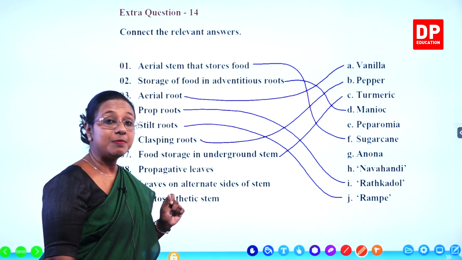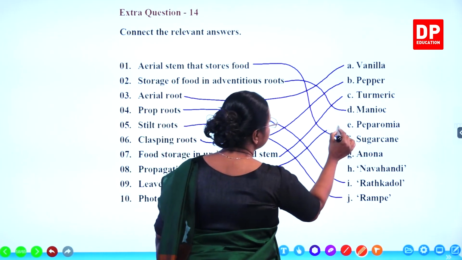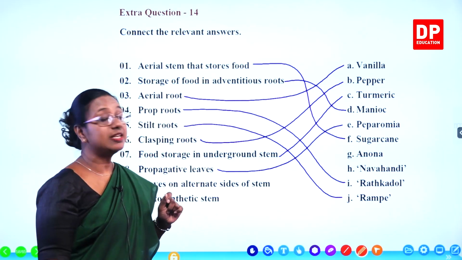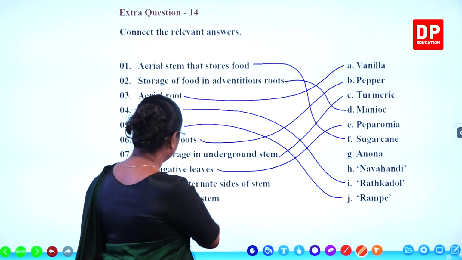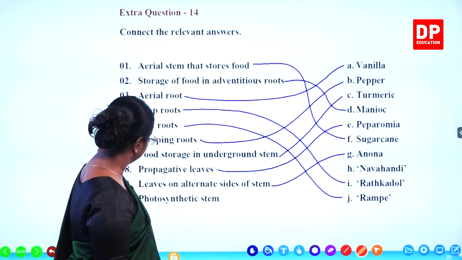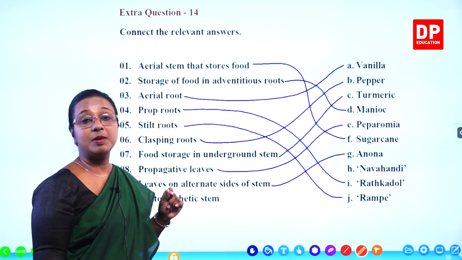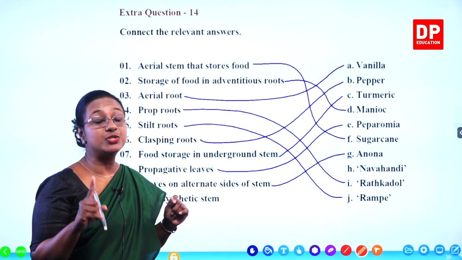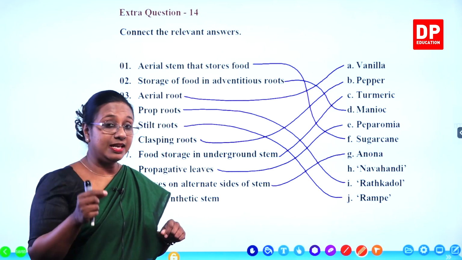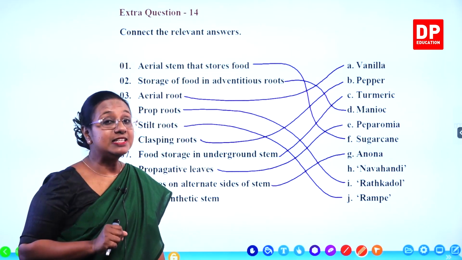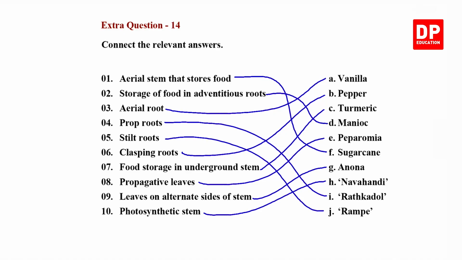Propagative leaves. From what plant do you get propagative leaves? Look at the examples. Peperomia has propagative leaves. Leaves on alternate sides of the stem. Two more plants left. It has to be Annona. And then the last one, photosynthetic stem. Now Navahandi, you can remember we discussed it as an example for reduced number of leaves. I showed you all the plant, I told you all the stem is green in color, somewhat fleshy, and that is a photosynthetic stem. So photosynthetic stem, Navahandi. So is it correct now, students?